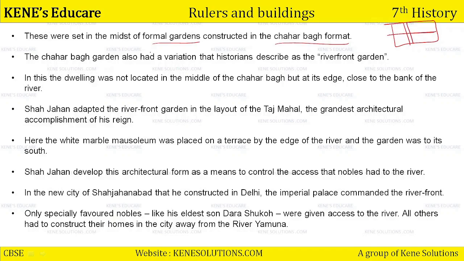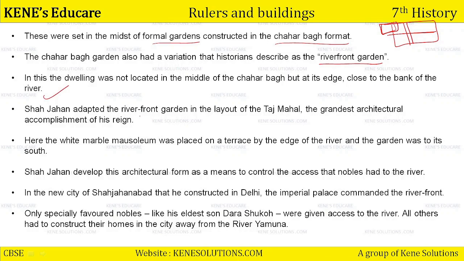The Char Bagh garden also had a variation that historians describe as the riverfront garden. I will show you a map of this riverfront garden, okay? In this, the dwelling was not located in the middle of the Char Bagh, but at its edge, ekdam kone mein kahin, edge pe, close to the bank of the river.